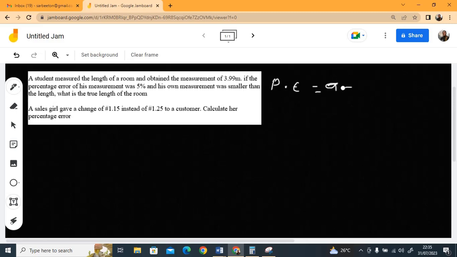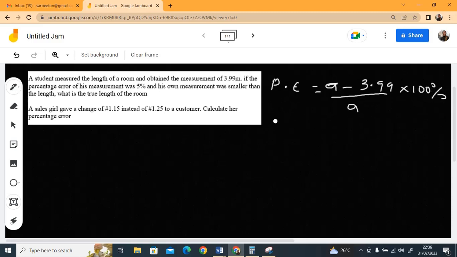Minus the measurement error. That would be 3.99. Remember, his was smaller, so the original one is bigger. All over the actual length, which you don't know, because they asked us for the true length of the room, times 100%.